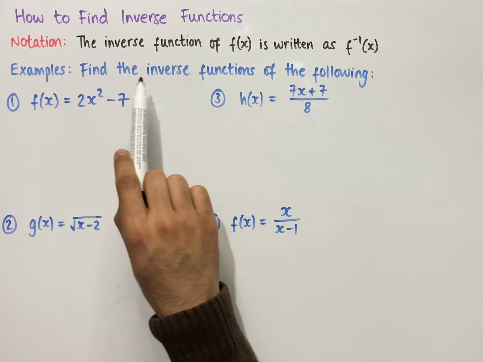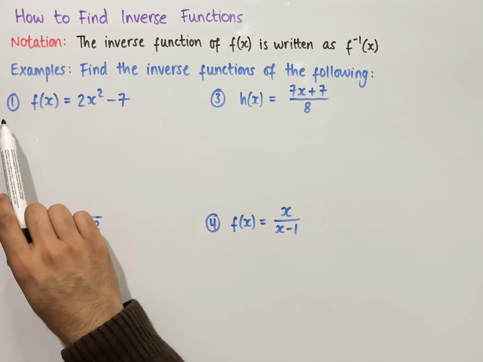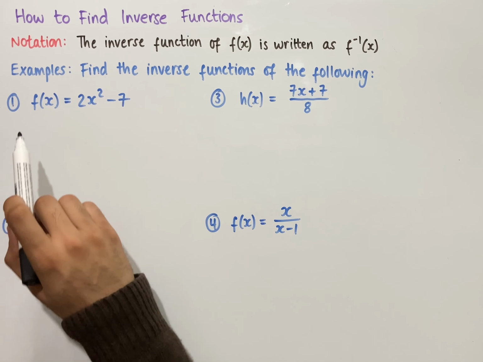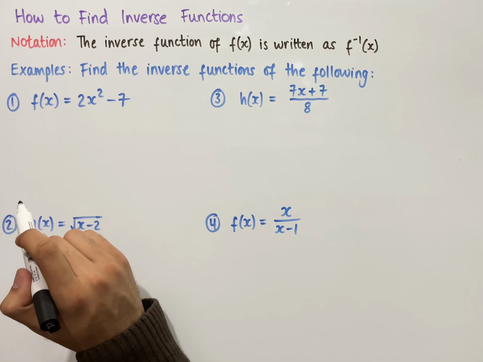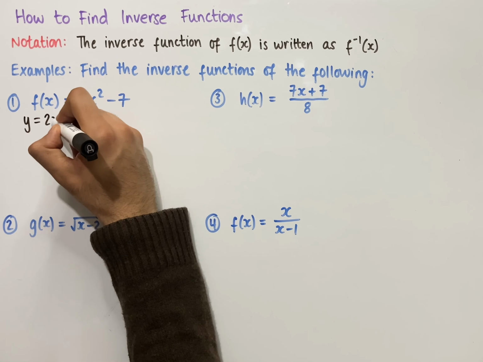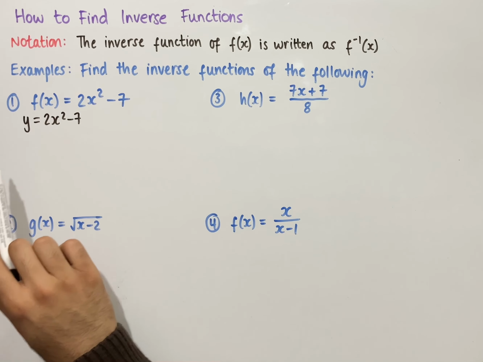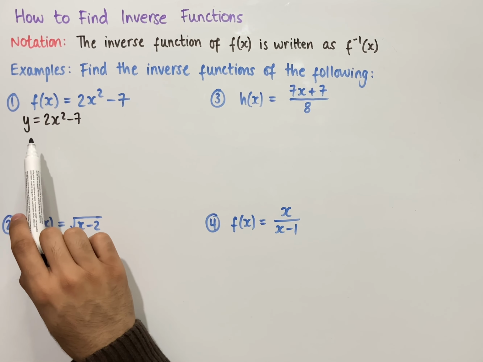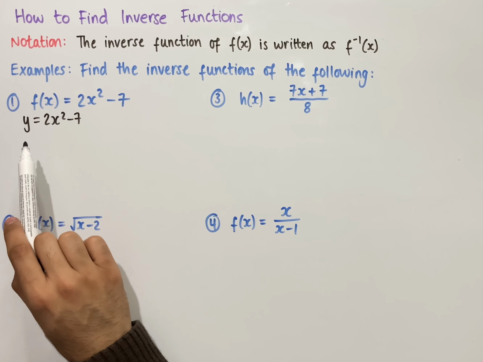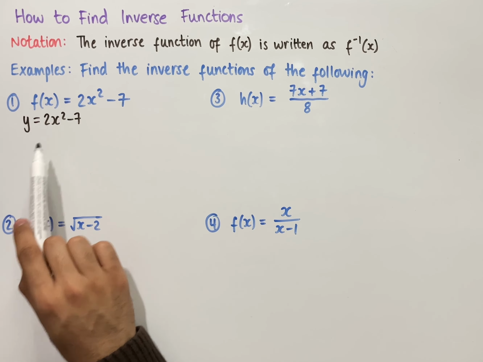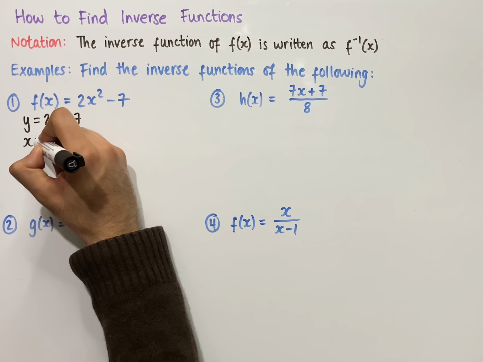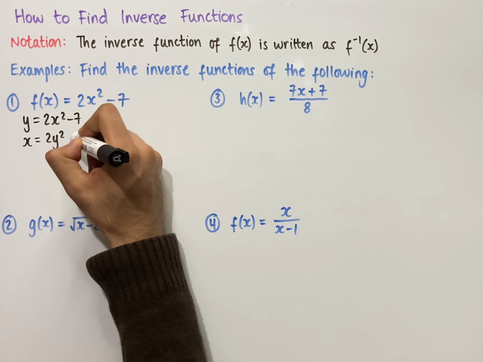So we're going to find the inverse function of the following. The first function says f of x equals 2x squared minus 7. We first start by replacing f of x with y, and so we can write y equals 2x squared minus 7. Now because we're doing the opposite in finding the inverse function, we swap x and y over and then rearrange for y to obtain our inverse function. So swapping x and y over gives us x equals 2y squared minus 7.